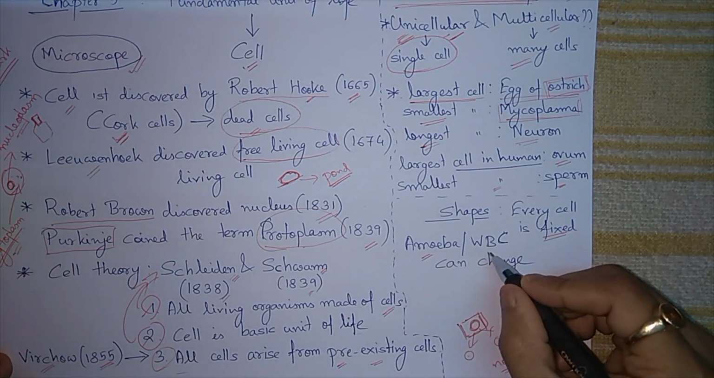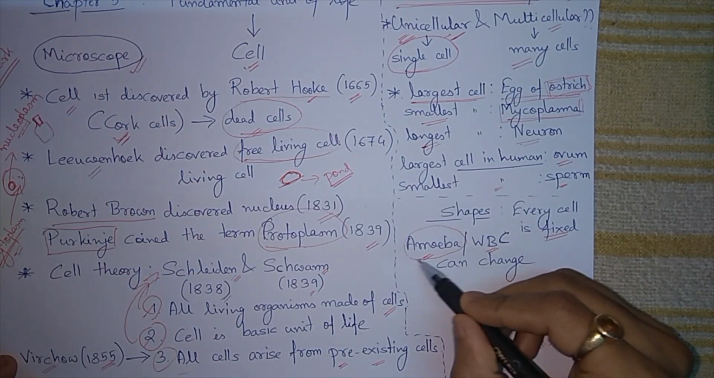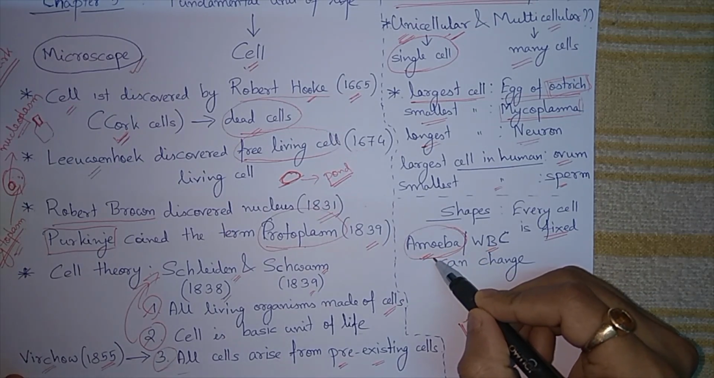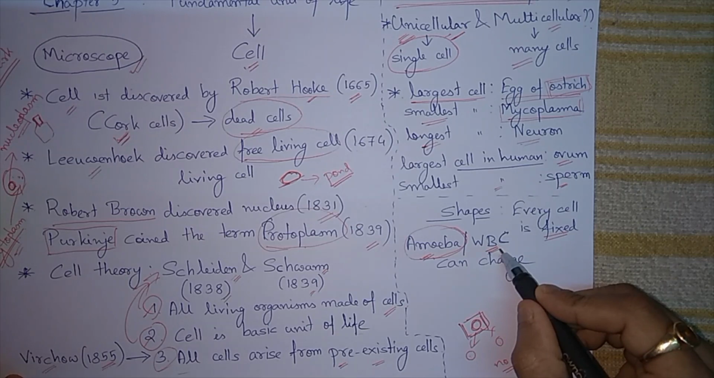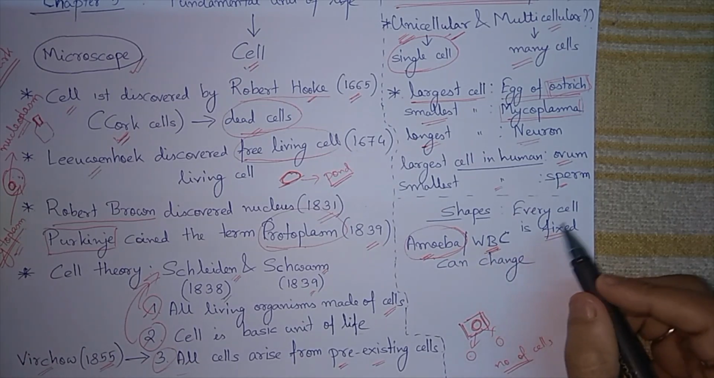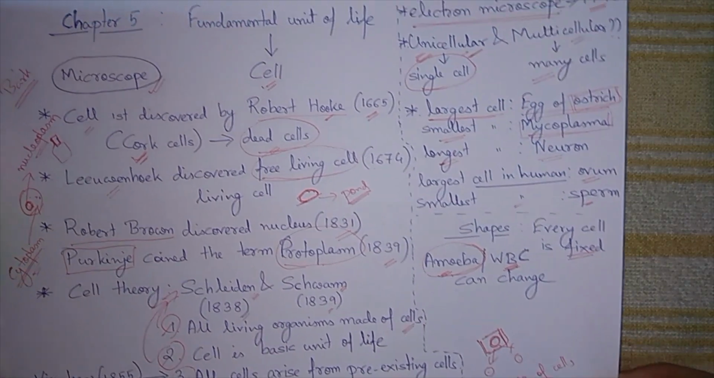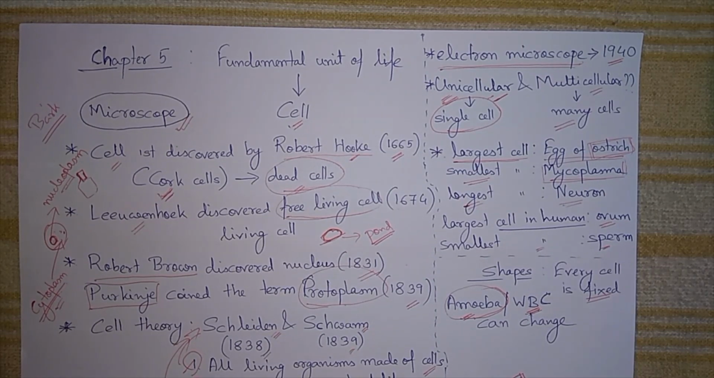But amoeba and WBC can. Amoeba is a eukaryote, but unicellular, a single-celled body. And WBCs, white blood cells, found in our blood along with RBCs and platelets, can change their shape. So this part is very important in understanding the concept of biology. If you want a career in biology or medical science, you should have this part clear.